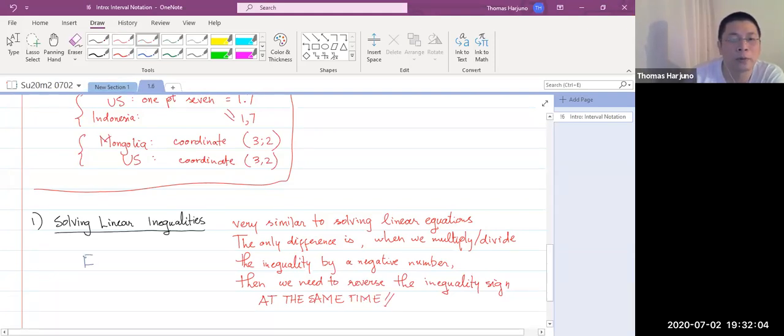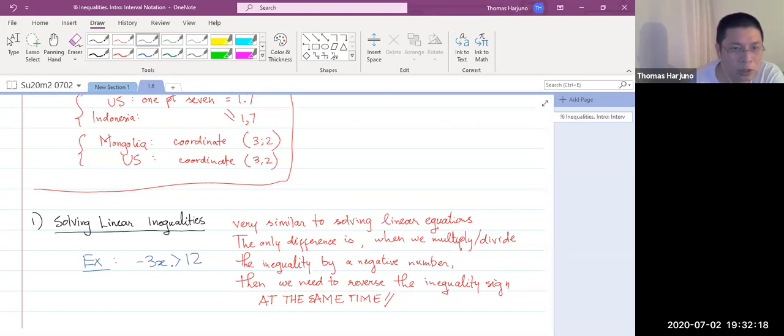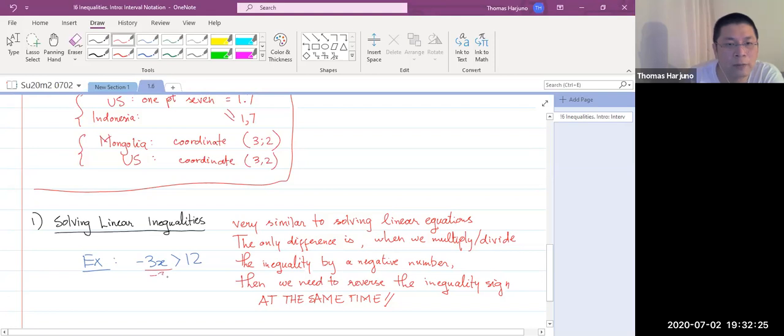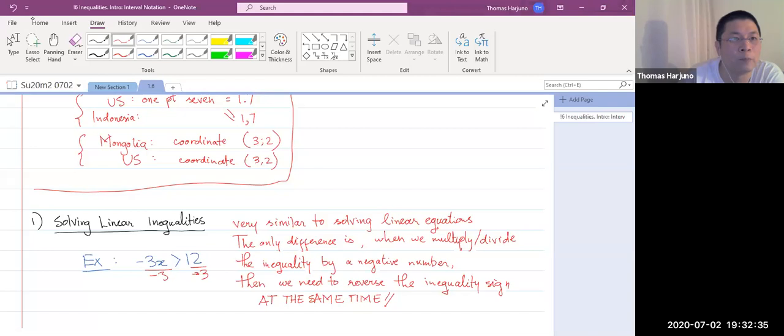Now a little example. Suppose, for example, I have negative 3x is greater than 12. Remember I told you yesterday that when you divide both sides by a number, the next step should be done in the next line. So you should not do it this way. You should not say, oh, divide by negative 3, divide by negative 3. No, this is a so wrong way to write it. If I see this, I cross it out right away. The next step should be done in the next line.